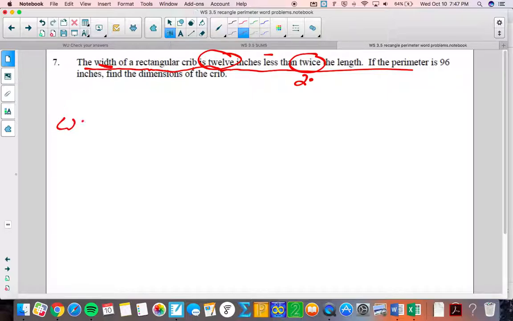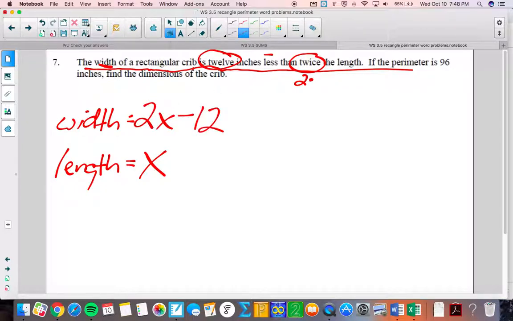So I have a width and a length, and the width got a sentence about it. It feels pretty special. The length feels left out. So remember that left out value we call x. And then check out how we can build an expression using the length, using that x, with this statement here. The width is double the length, or 2 times the length, but 12 inches less than that. 12 inches less than double the length. So that'd be 2x minus 12.